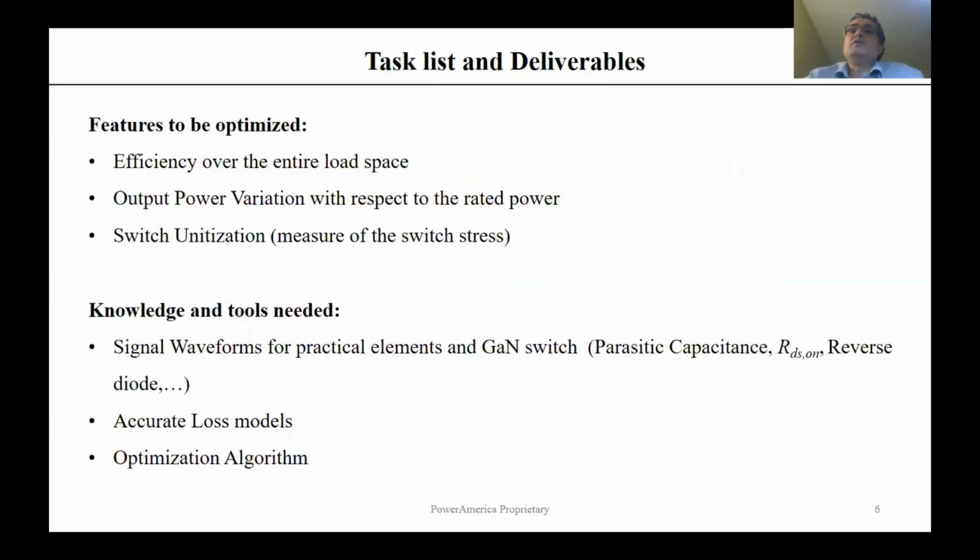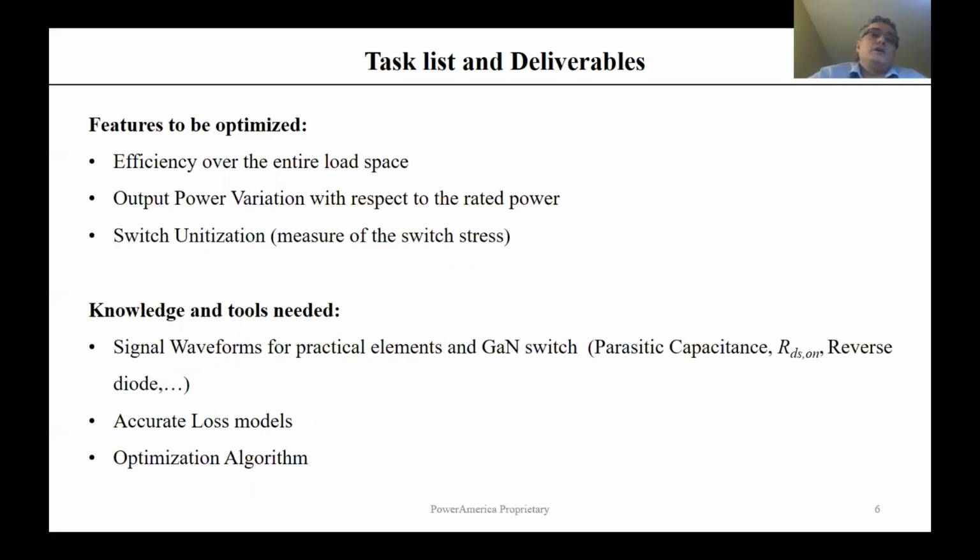Apart from the switch and inverter efficiency, there are two other parameters we are interested in tracking while optimizing the inverter. They are output power variation with respect to the rated power and switch utilization. Switch utilization is an effective measure of switch stress.